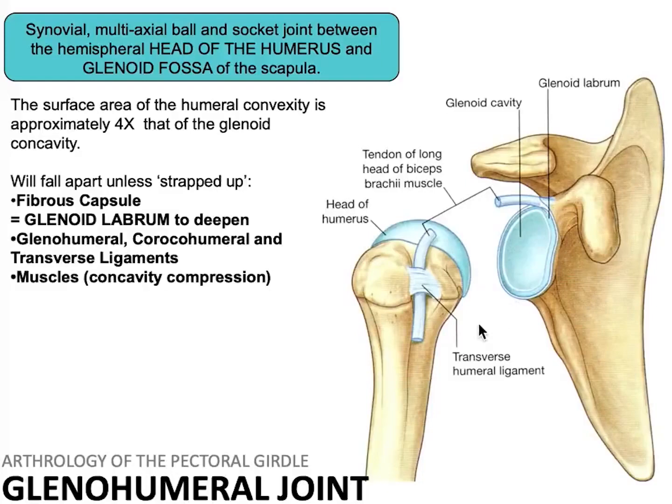So the head of the humerus is held by compressive action of our rotator cuff muscles, and these are going to be attached to the proximal humerus through a muscular tendinous envelope, the deep surface of which will fuse with the lateral aspect of the articular fibrous capsule.